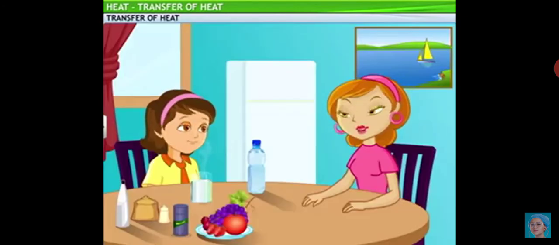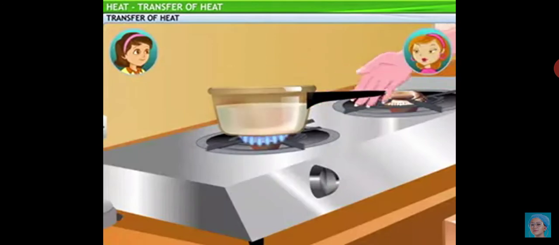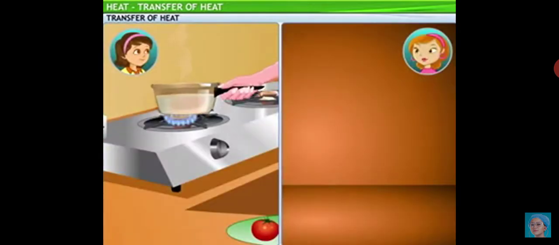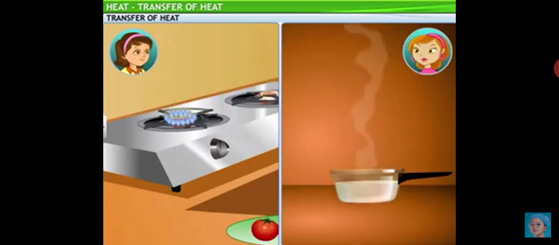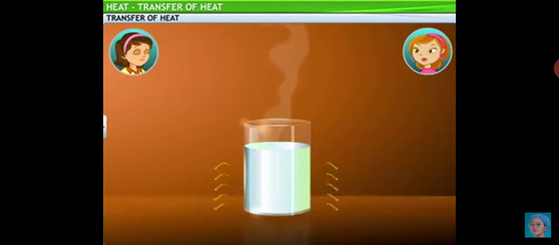There is a simple answer to your questions. Heat flows from a hotter object to a colder object. Meaning, when milk is heated, its temperature rises quite high, right? It sure does. So, when we take it off the flame and put it on a table, the milk is hot, but the surrounding air is relatively cooler. The heat from the hotter body, which in this case is milk, is gradually transferred to the particles of the surrounding air that are comparatively cooler. That makes the milk lose its heat and gradually cool down.